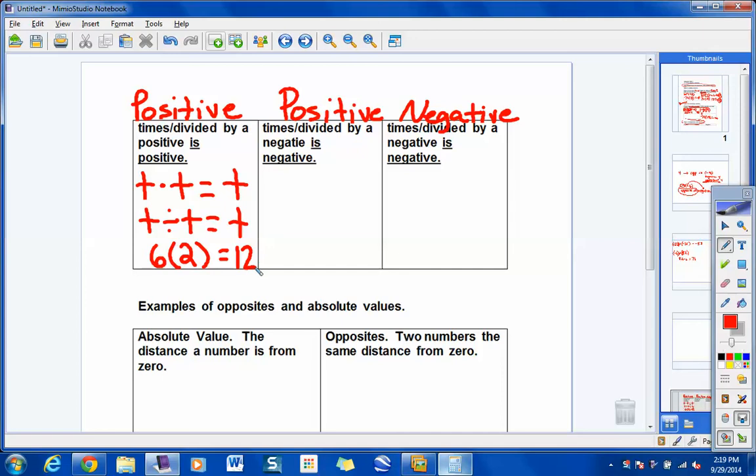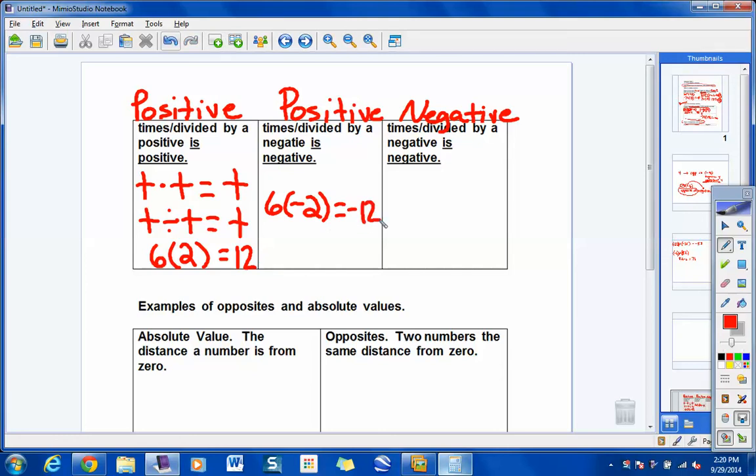Okay? I'm not going to write the rules down on the other one. All right? Here it says a positive times or divided by a, that should be negative, not negati. All right? Negative, negati sounds like some kind of a wacky dragon. Okay, never mind. Positive times or divided by a negative is going to be what? Negative. Okay, so here's an example. 6 times negative 2. What's your solution? Negative 12. Negative 12.